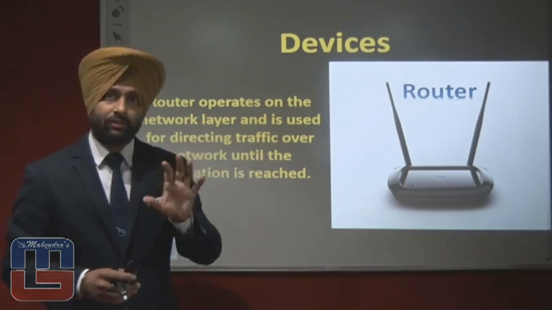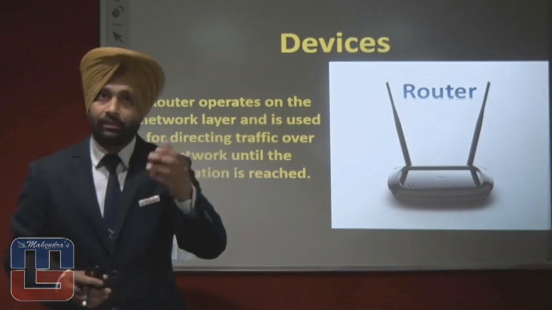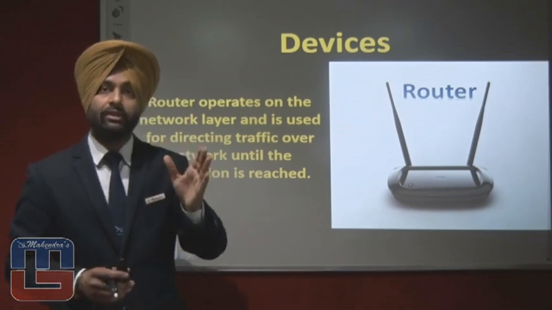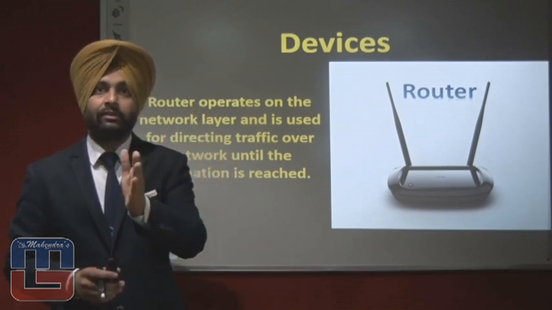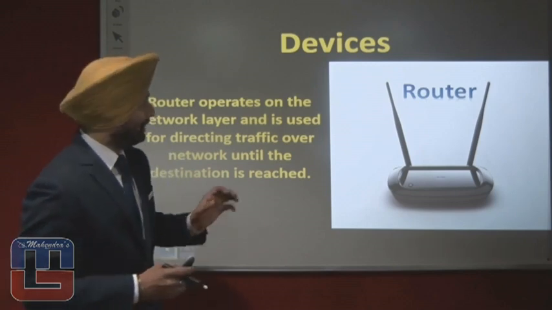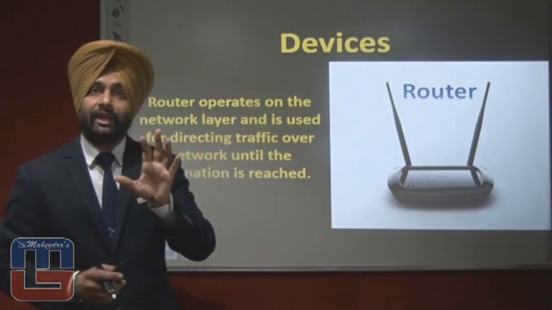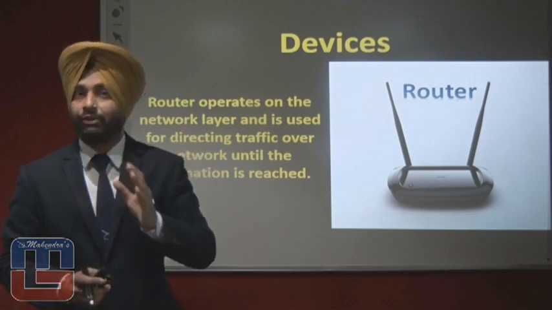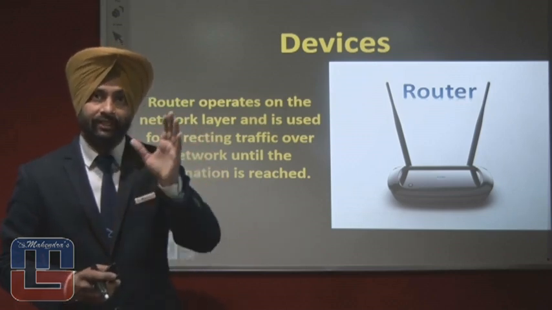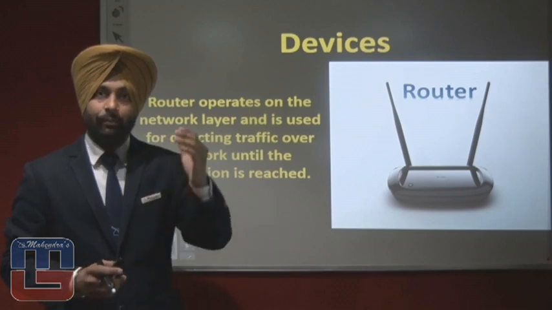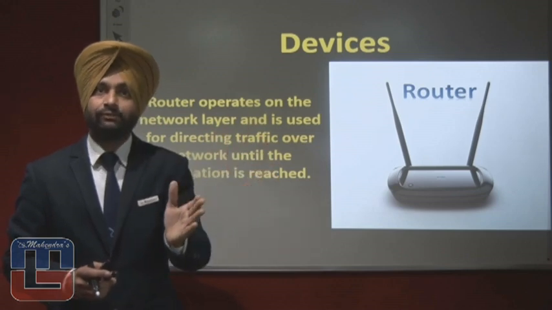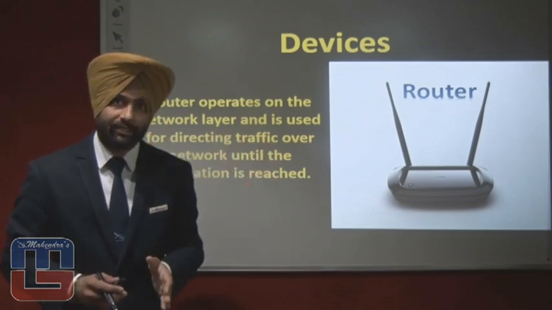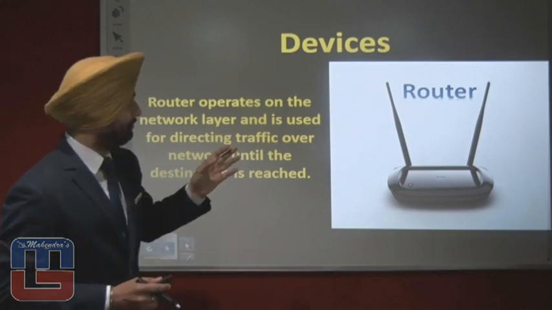How does a router actually work? A router forwards the data packet from the source to the destination. Now, this follows an SPF algorithm, shortest path first. The router selects the shortest path between two nodes, the source and the destination, and the packet is forwarded on that particular shortest path. Okay, let's see what next device we have.